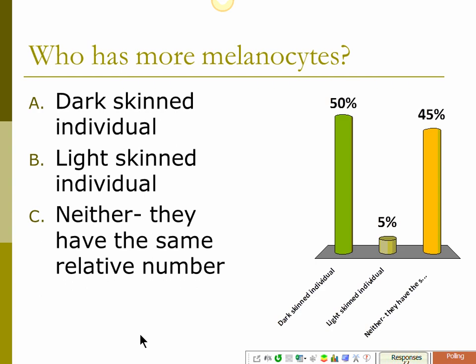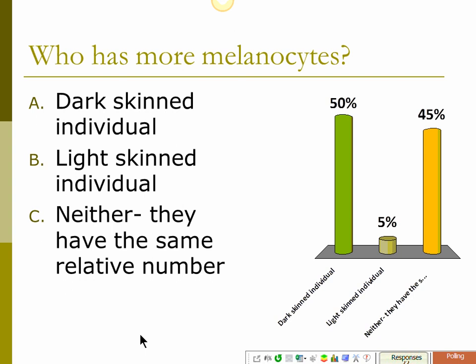Okay, C is the correct answer. Remember, I said we all have approximately the same number of melanocytes. It is the amount of melanin which is produced by those melanocytes which gives the skin its color. So a dark-skinned individual and a light-skinned individual have the same number of melanocytes. In fact, when you tan, your melanocytes don't increase in number. It's only the amount of melanin that is produced by each melanocyte which increases, okay?